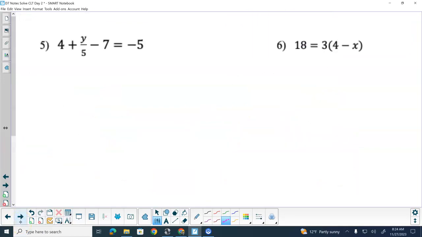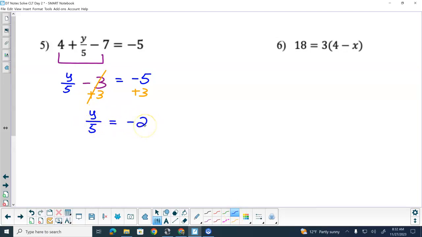Right. Try those two. Try 5 and 6. So at first, I can combine those two together, and that's going to leave me with y divided by 5, and then positive 4 minus 7 is going to be minus 3, equaling negative 5. Then we're going to add 3 to both sides because we're subtracting 3. So we have to add it to move it to the other side. And that's going to leave me with y divided by 5 equals negative 2.